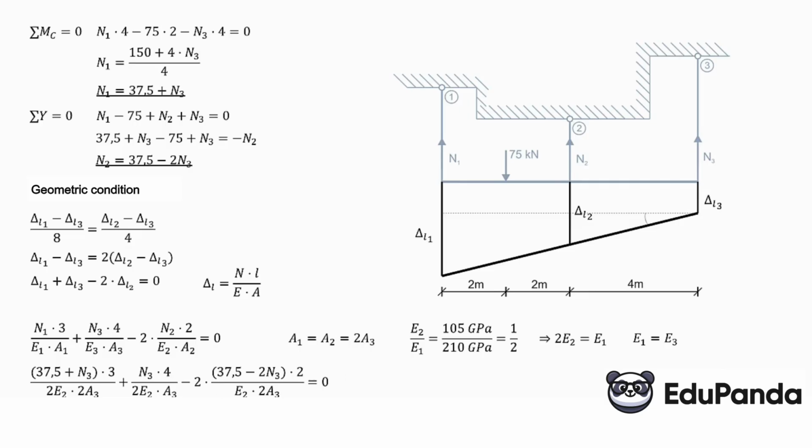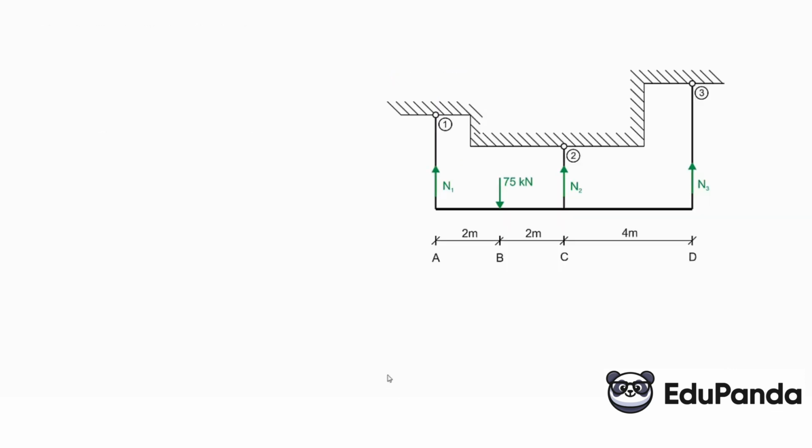And now if we multiply by E2 and A3, the entire denominator will cancel out. This is why we did all this, this is why we substituted so. And we will have the unknown N3, which we will calculate. So let's move this equation to the next slide.